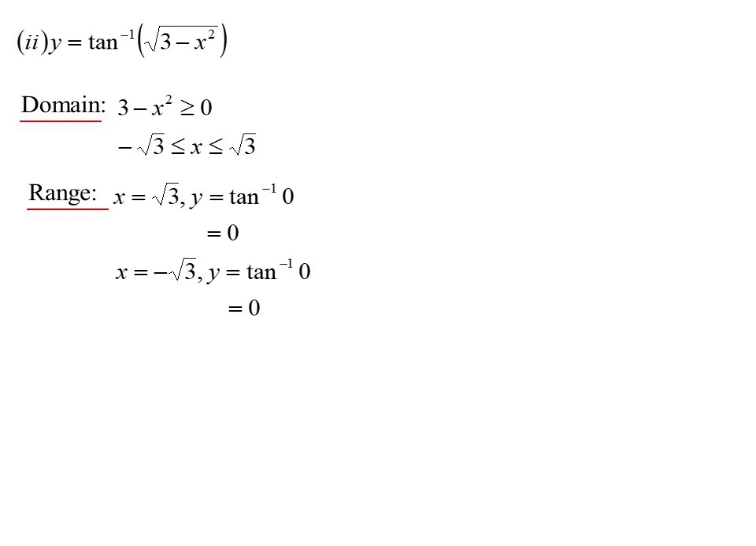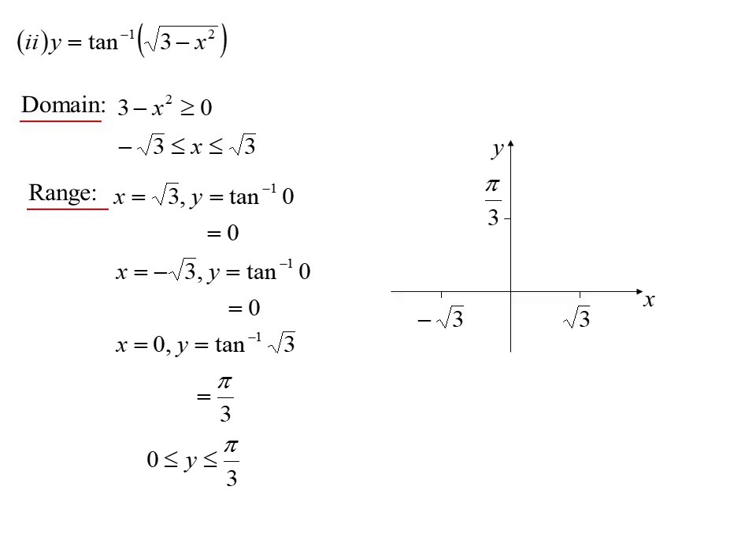Let's have a look what's happening in the centre. When x equals 0, we get pi on 3. So there's our range. We know we're going to go between 0 and pi on 3. Let's draw it up. It actually ends up looking like that. Absolutely nothing like a regular inverse tan graph.